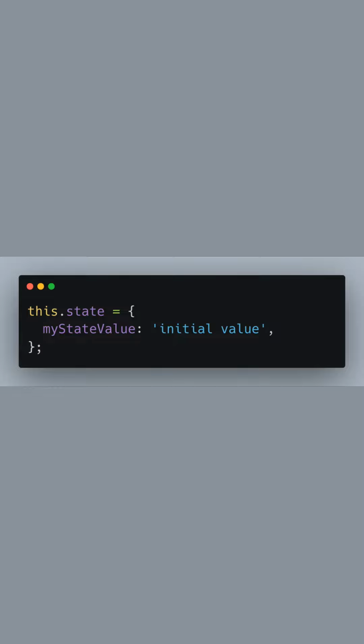Inside the constructor, we initialize the component's state by assigning an object to this.state. State is a built-in React object where you store property values that belong to the component. When the state object changes, the component re-renders. In this example, we're setting myStateValue to initialValue. This closes out our constructor.